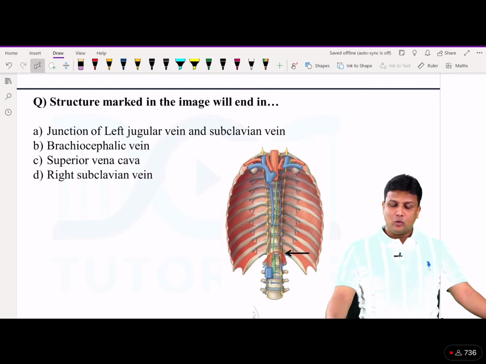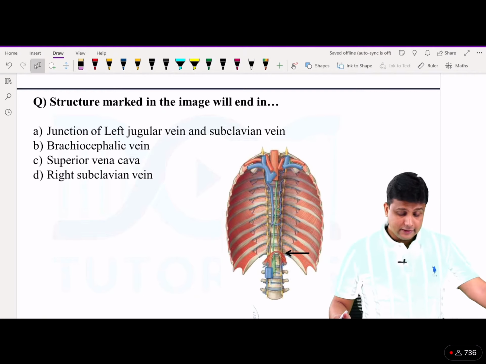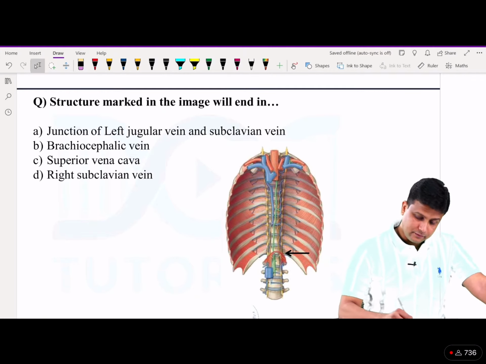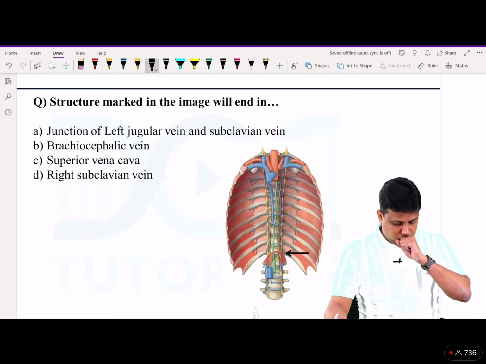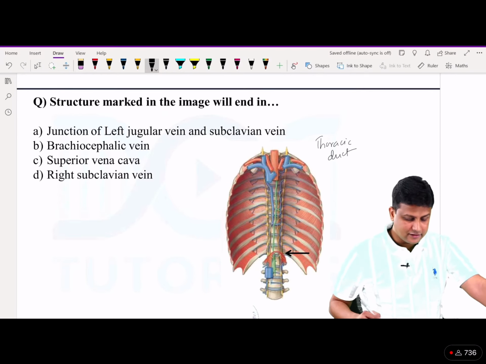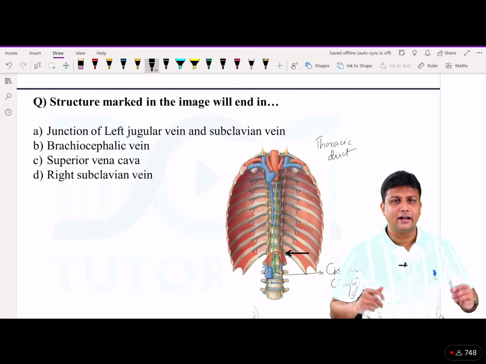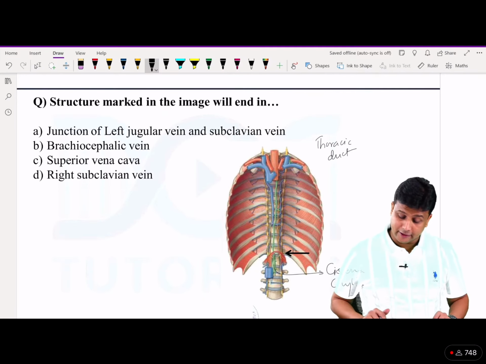Now, first of all, what you have to remember here is, what is the structure marked in this image? That is the thoracic duct. The structure marked here is actually the thoracic duct, sir. And the thoracic duct begins from the cisterna chyli. In the abdomen, you'll have the cisterna chyli. It acts like a lymphatic heart. All the lymph will finally be connected into the thoracic duct only.